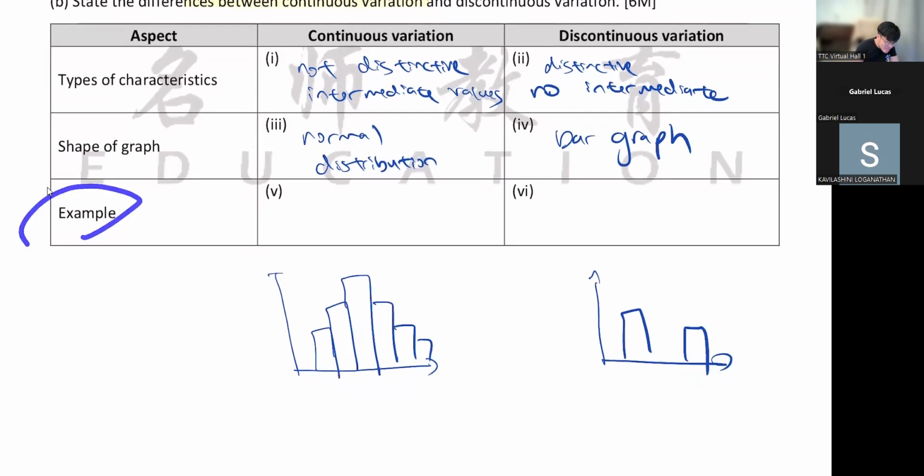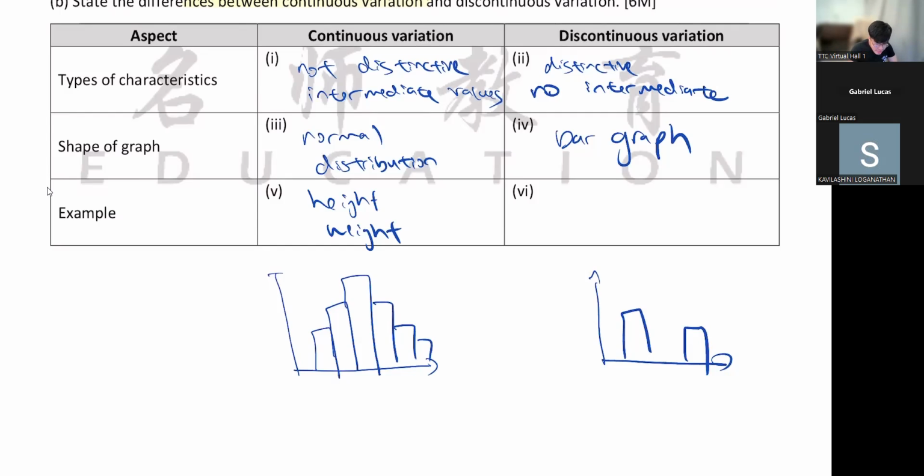So for example, like I said, this is your height or your weight. You can either be super tall, like 190, or you can be super short, like 140. You go to your school, you will know. There are people 140, there are people 141, 142, 143. So every height has someone. So it's like a continuous range. That's why we call it continuous variation.